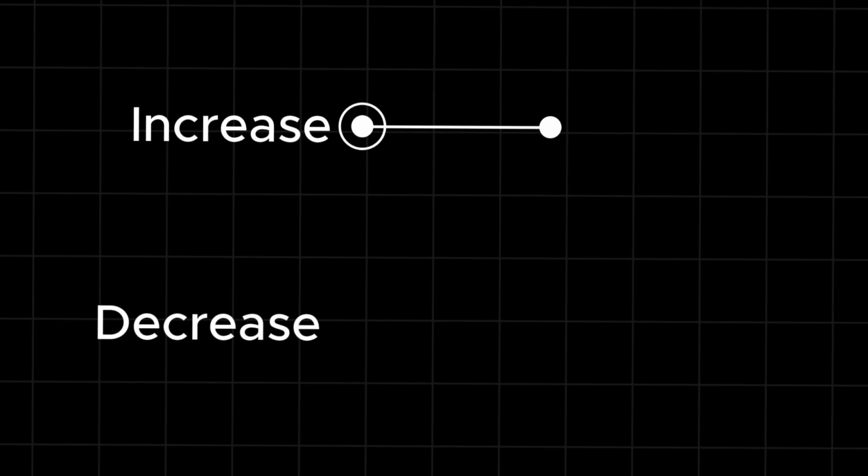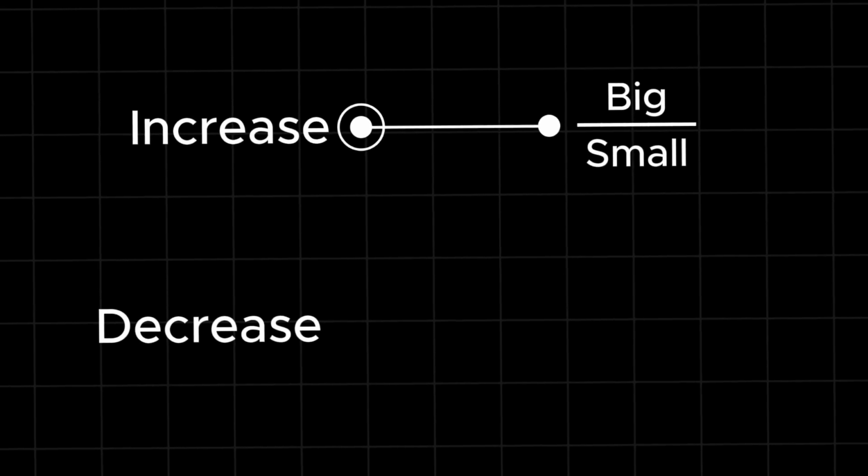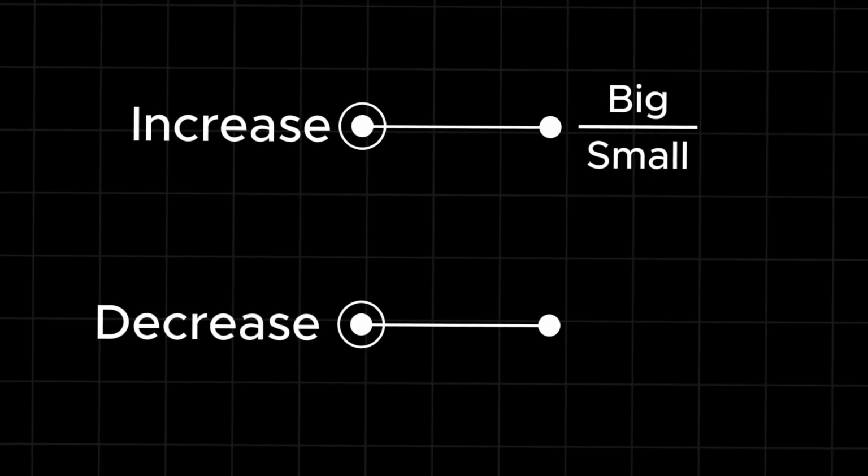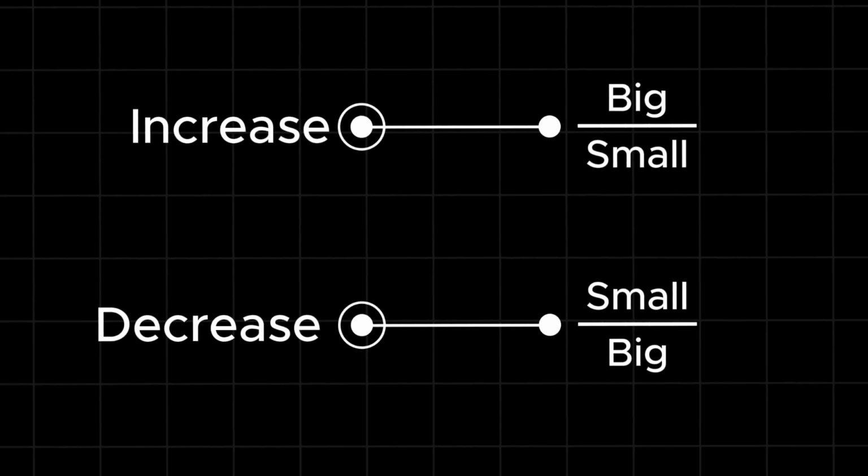Remember these two rules when increasing and decreasing in a ratio. When you increase, you put the bigger number in the ratio on top. When you decrease, you put the smaller number in the ratio on top.